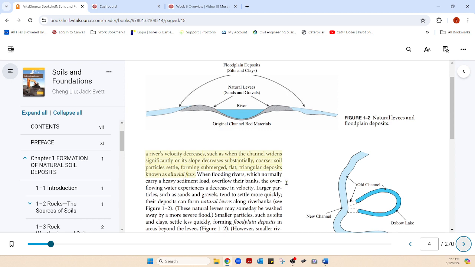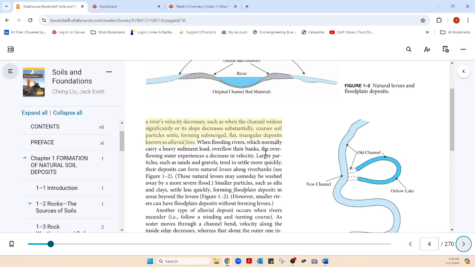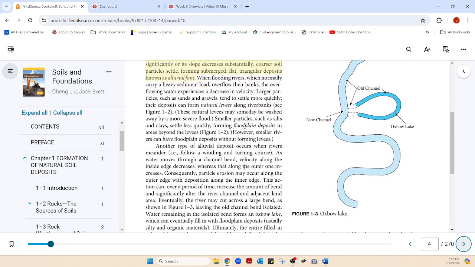When flooding rivers, which normally carry a heavy sediment load, overflow their banks, the overflowing water experiences a decrease in velocity. Then the larger particles, such as sands and gravels, tend to settle more quickly. We don't talk a whole lot more about that, but you can look. You can imagine an old channel slowing back down, and the new channel. This right here is not on the test.